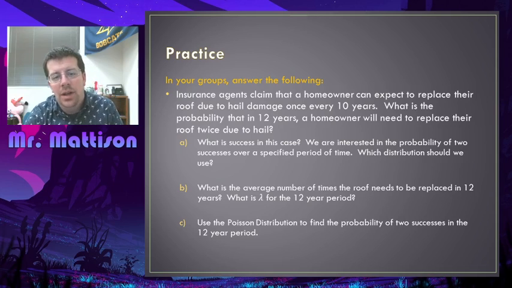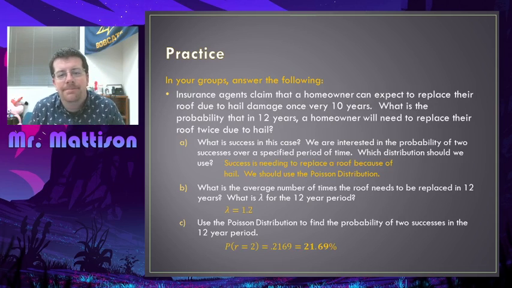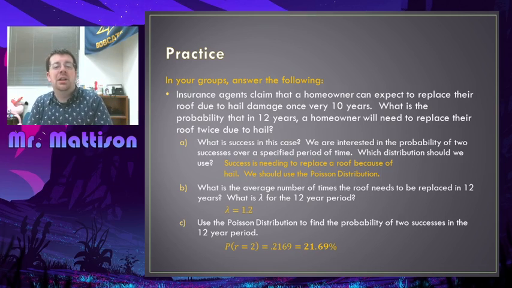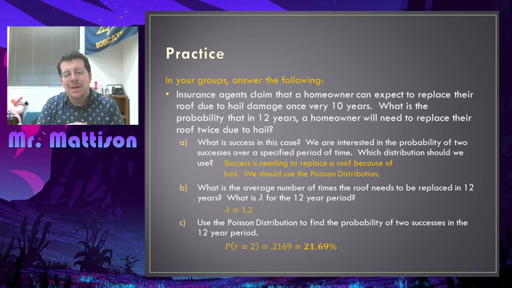Okay, so if we look at this one here, we expect to need to replace our roof once every 10 years. So what's the probability that in 12 years a homeowner will need to replace their roof twice, right? Well, my expected time here is one roof replacement every 10 years. So that's going to be 1/10, or 0.1.